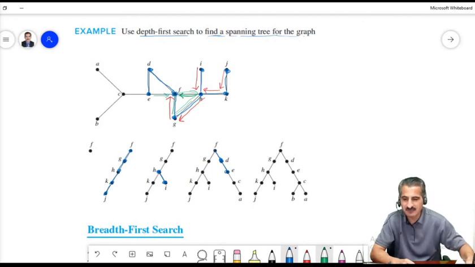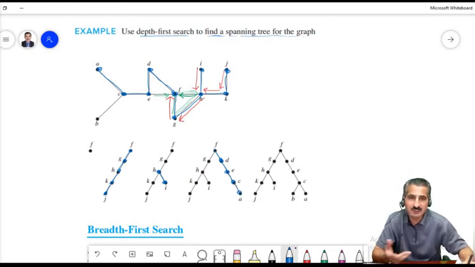And then I cannot move from E to F because then I will make a circuit. Okay, so I will choose to move the other way to C. Then we added C. And then we go to A or to B. Doesn't matter. Go to A. And then we add A in here. Now, once we reached A, we cannot go anywhere.